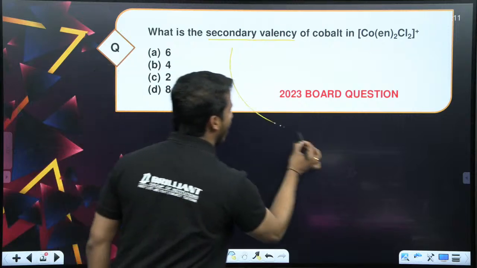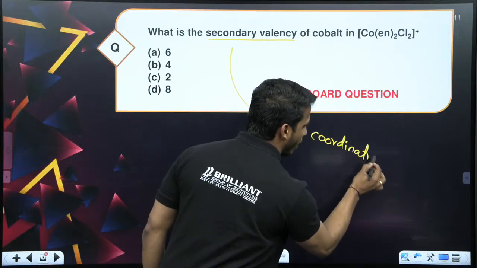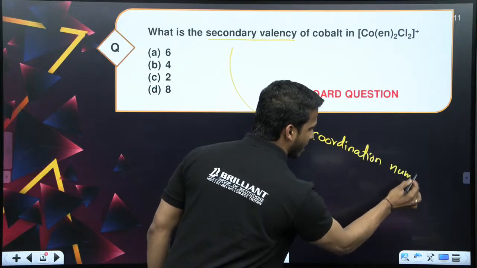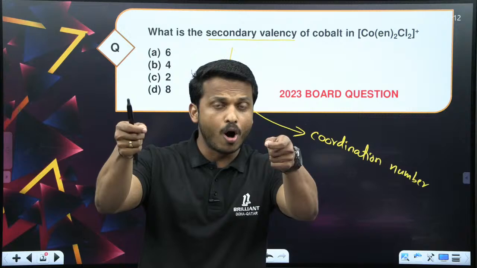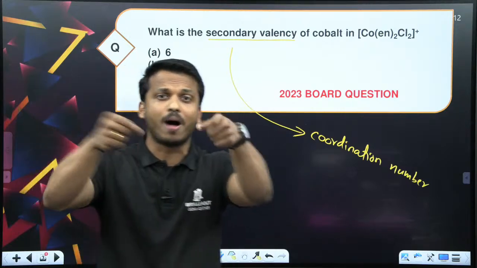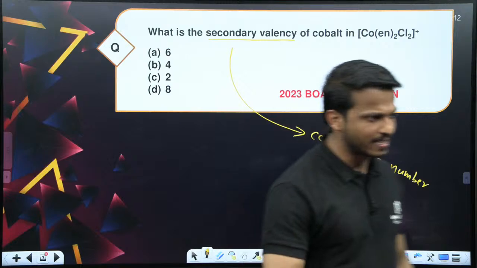Secondary valency is nothing but the coordination number. The coordination number is what they are asking. You know what is meant by coordination number? It is the total number of sigma bonds connected with the metal atom by the ligands, right? So what is the answer?